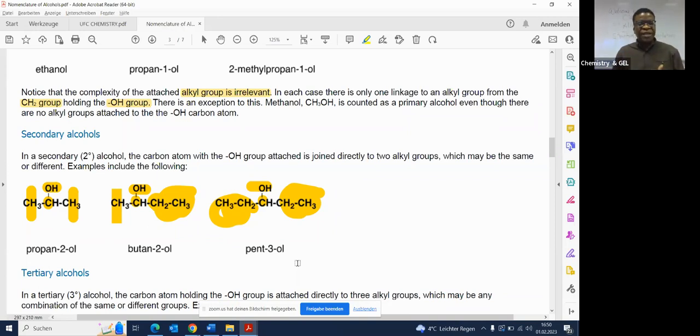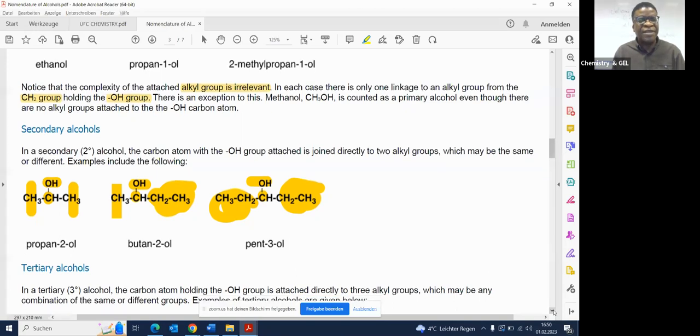So now, secondary, why secondary? Because the carbon containing the OH is attached to two different alkyl groups, okay? That's very important. Let's have a look at tertiary. Tertiary, you can even guess before we have a look at the examples.